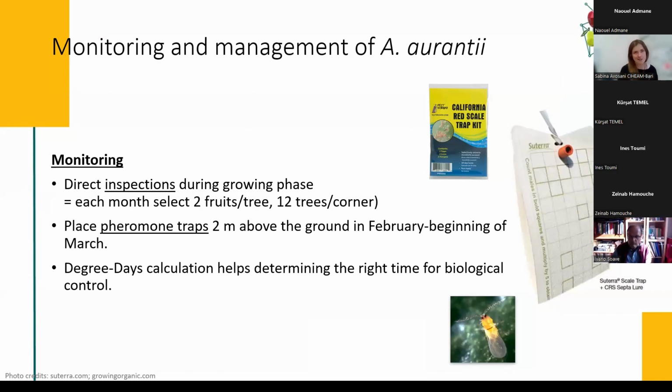Again, monitoring is fundamental, and you can do several things. You can directly inspect your trees. For instance, you select 12 trees for each of the corners of your plot, and you look for the scale on 2 fruits for each tree. But you can also look for males, placing the pheromone traps 2 meters above the ground, especially at the beginning of spring when they start to fly.